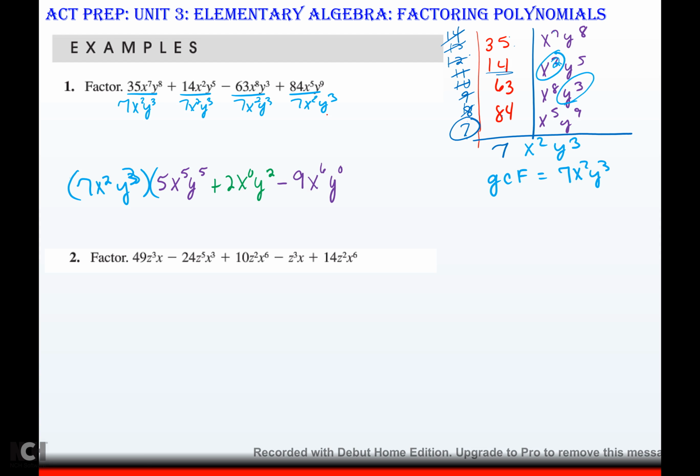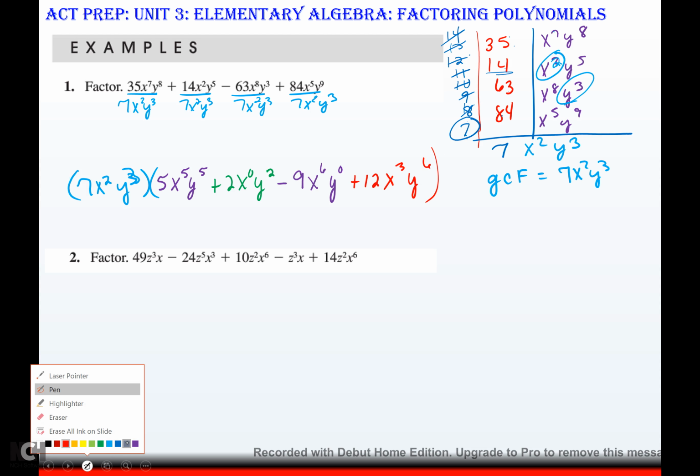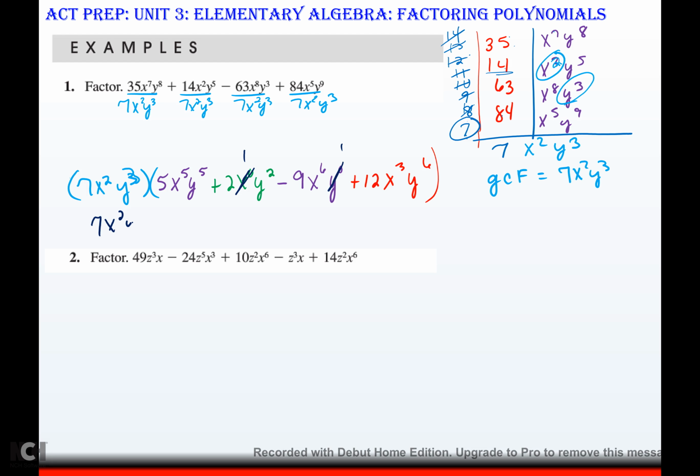Positive 84 divided by 7 is positive 12. X to the 5 minus 2 is x cubed. Y to the 9 minus 3 is y to the 6th. And you're done except for cleaning it up. Anything to the 0 degree is 1. So that's 1 and that's 1. So I have 7x squared y cubed times 5x to the 5th y to the 5th plus 2y squared, because 2 times 1 times y squared is just 2y squared, minus 9x to the 6th plus 12x cubed y to the 6th. And I'm done.